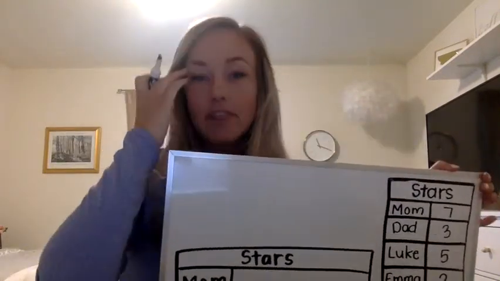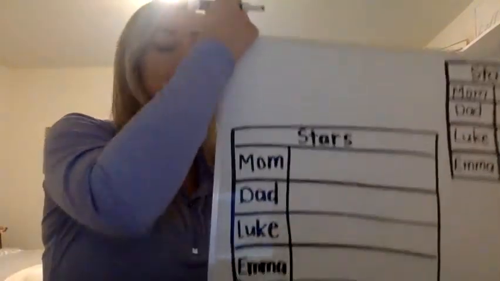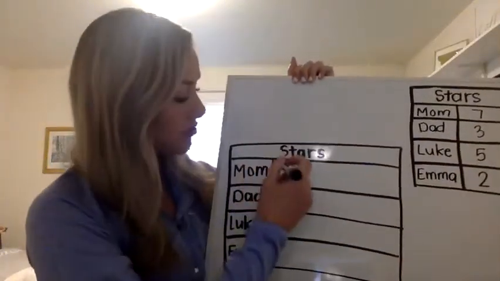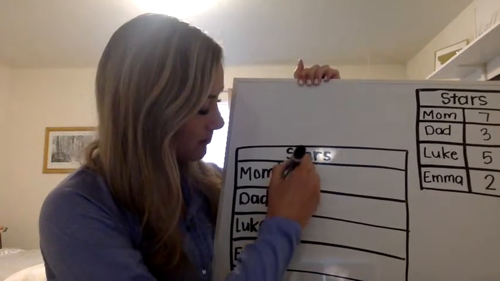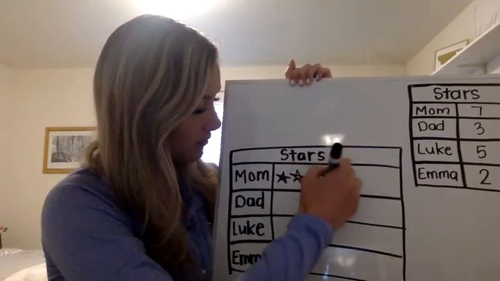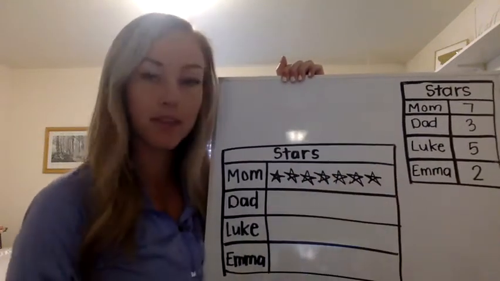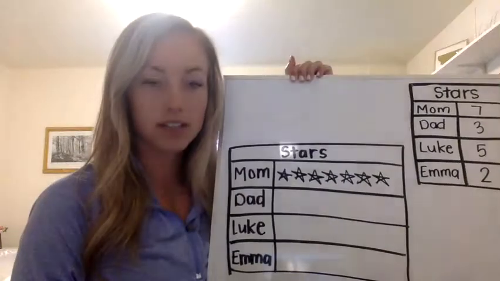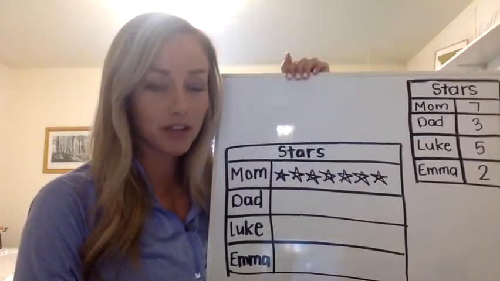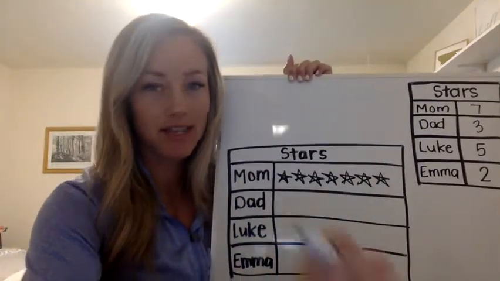Now the important thing to remember when you're drawing your pictures for the pictograph is that you have to make sure that they line up, because let me show you an example. So Mom saw 7 and Dad saw 3. So if I draw 7 stars for Mom, 1, 2, 3, 4, 5, 6, 7, okay? And Dad saw 3 stars. Now, if I don't line up Dad's stars with Mom's stars, if you look at the graph, it's not really going to make sense. Let me show you what I mean.